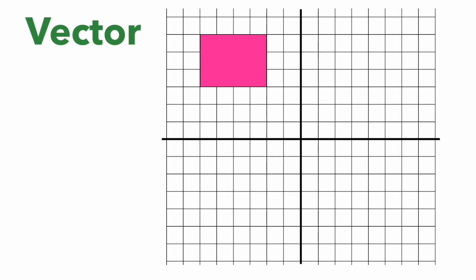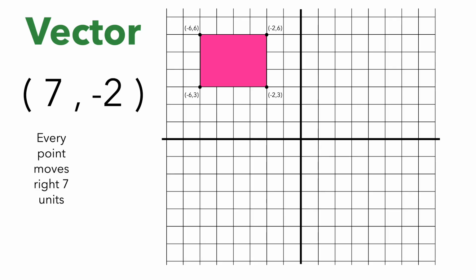So let's move to the actual coordinate plane. We're going to give you a shape with actual coordinate points, and we're going to give you a vector, and we're going to translate the shape with the vector. The vector here is 7, -2. That means every point on this rectangle is going to move to the right 7 units. And then on the y-axis, every point will move down 2 units.